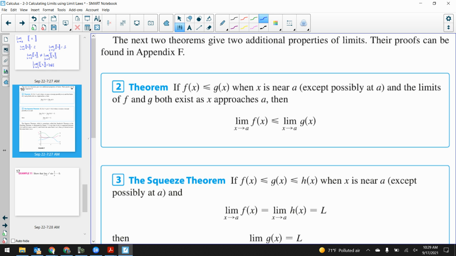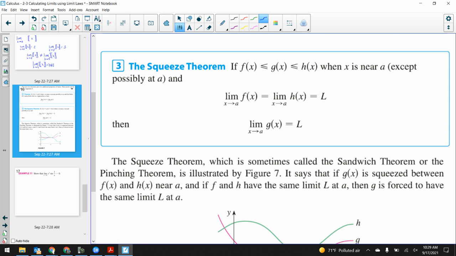So say at x equals 2, the output of f is smaller than g, right? Maybe visually f is lower than g on the graph. If f of x is less than or equal to g of x near a, then the limits of f and g as x goes to a follow the same inequality. Okay? That's like, okay, that makes sense. That's not really groundbreaking here.